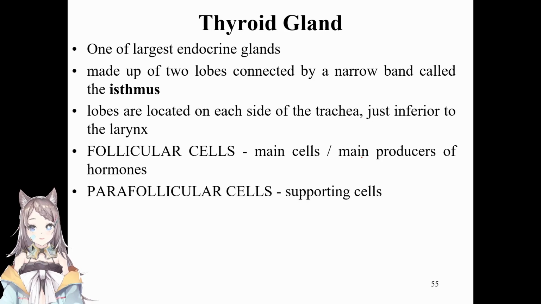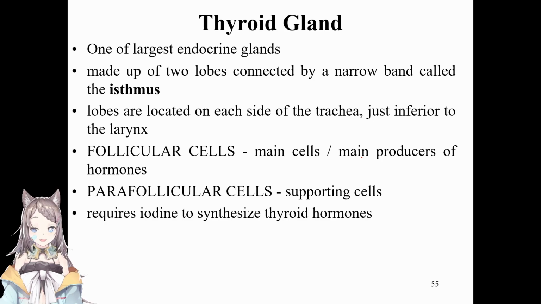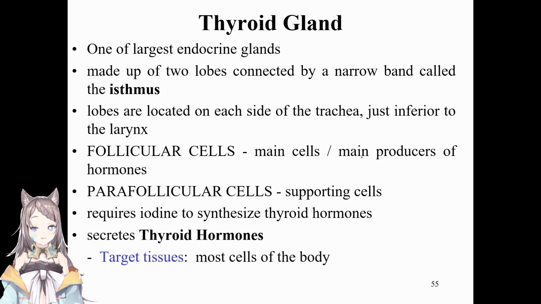You also have your parafollicular cells. These are cells that support the follicular cells. And you require iodine to synthesize thyroid hormones. These cells in your thyroid gland secrete thyroid hormones, and the target tissue is most of the body. Your thyroid hormones are primarily T3 and T4.